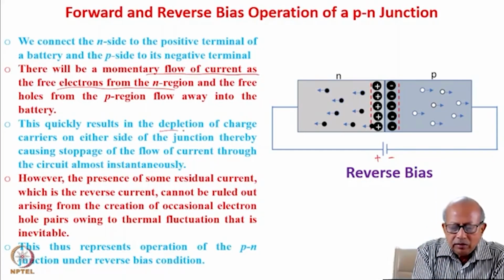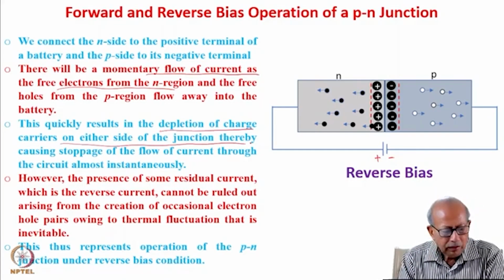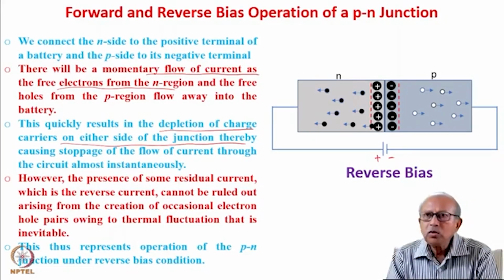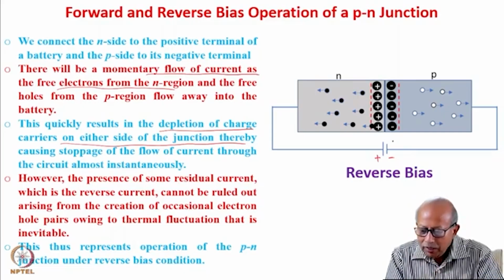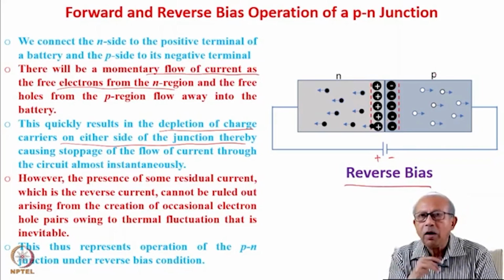This quickly results in the depletion of charge carriers on either side of the junction, thereby causing a stoppage of flow of current through the circuit almost instantaneously. So in this, if you bias it this way, then current cannot flow through this device.